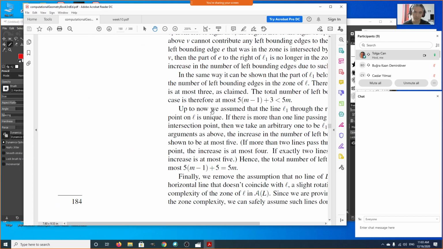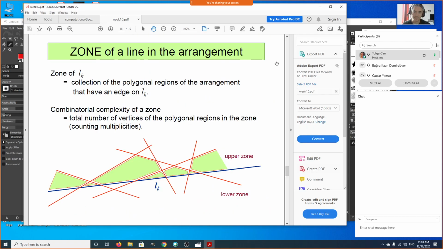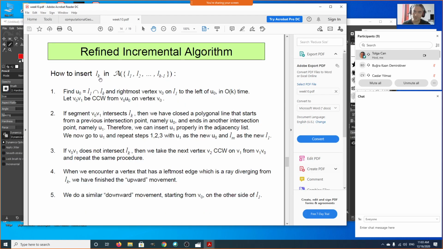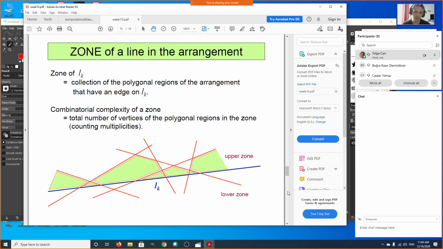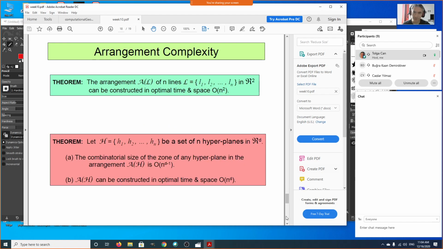Okay, so the algorithm just becomes this. If you look at the pseudocode, it's actually also here. To insert a line, what we are going to do is find the bounding box edge that our line intersects with. So when we are inserting it, this is how the zone complexity is proven here. And the final thing is that we'll be able to construct it in optimal time and space O(n squared).